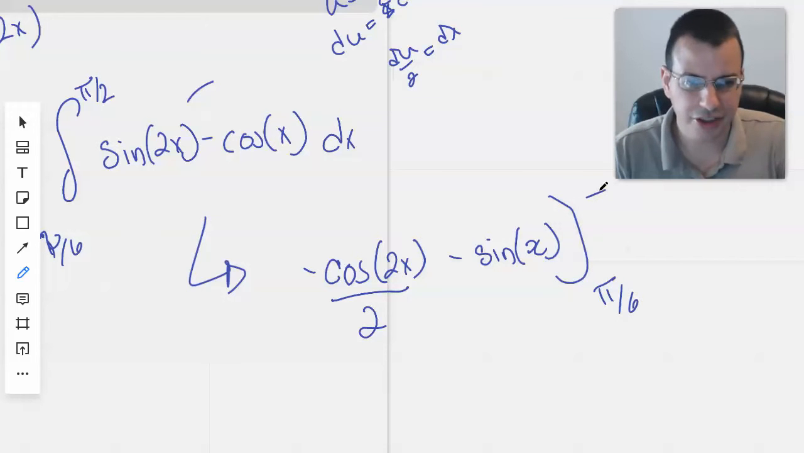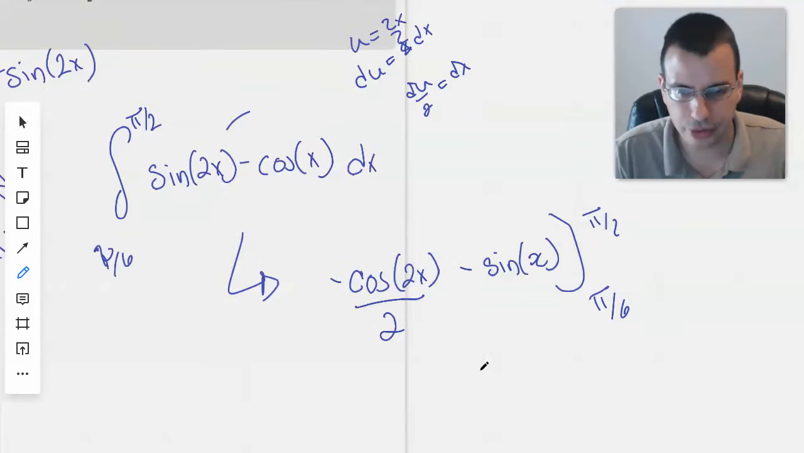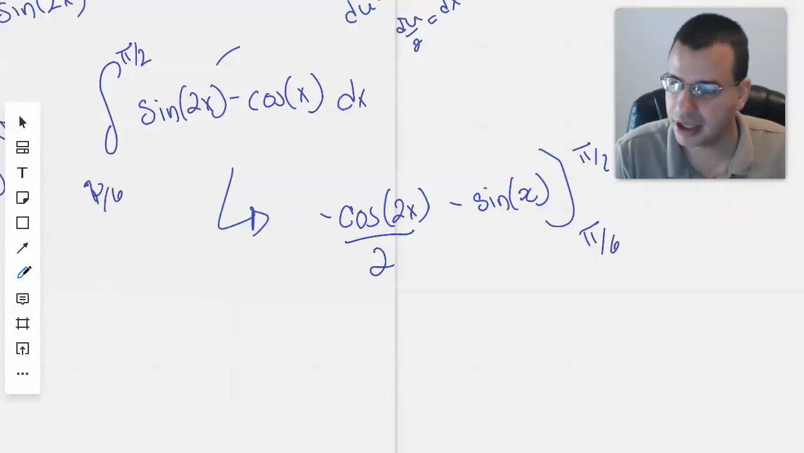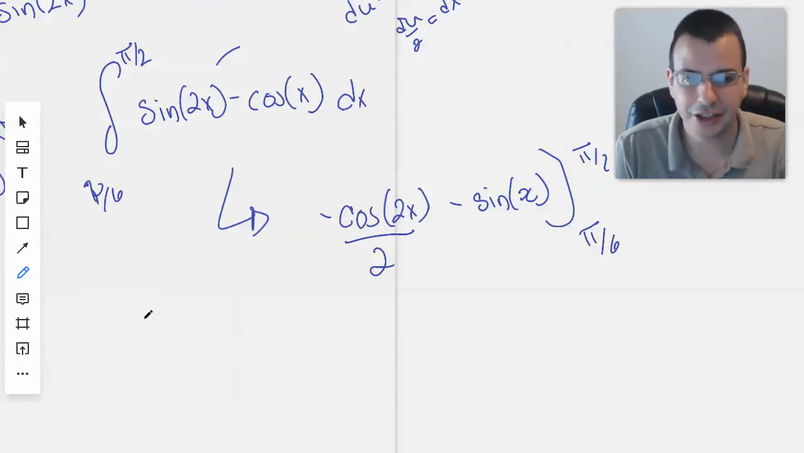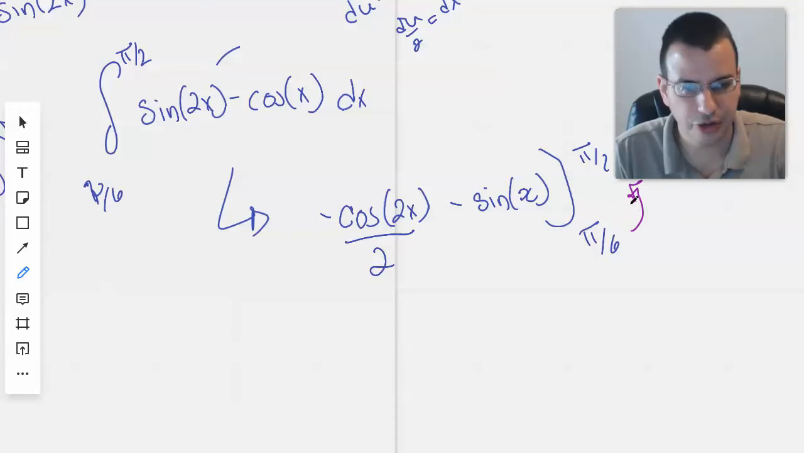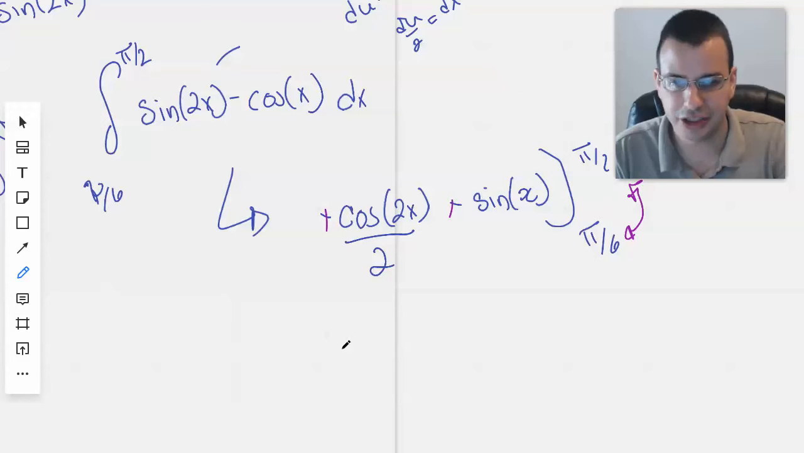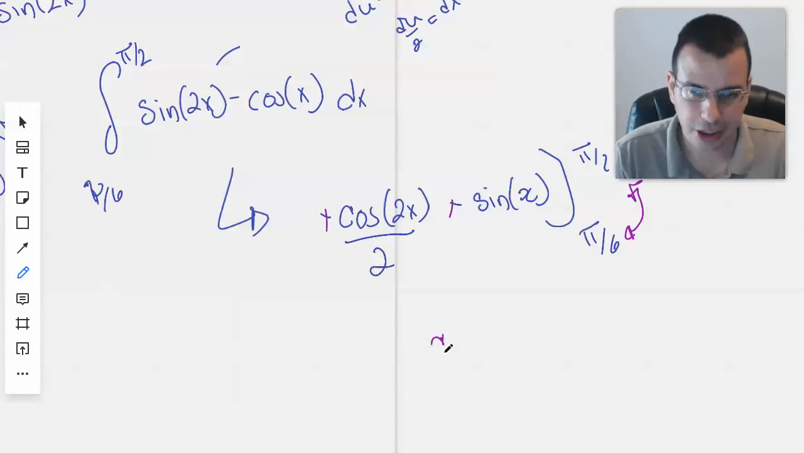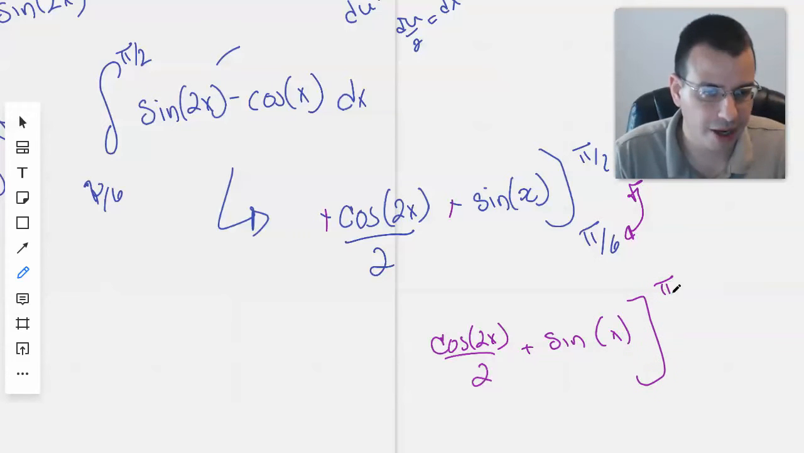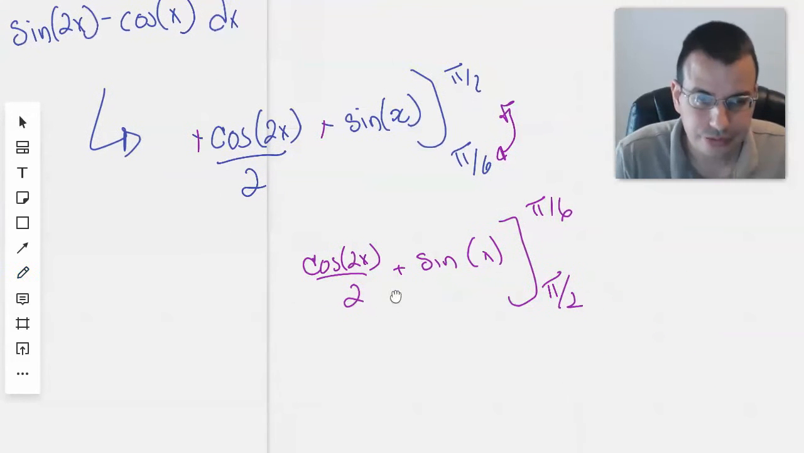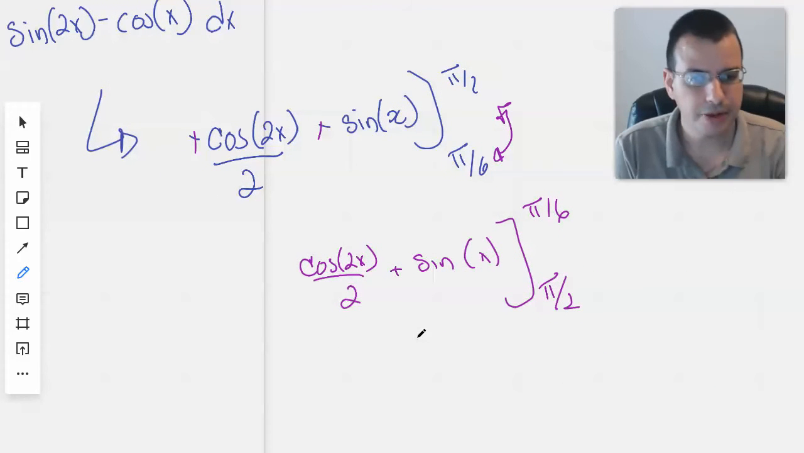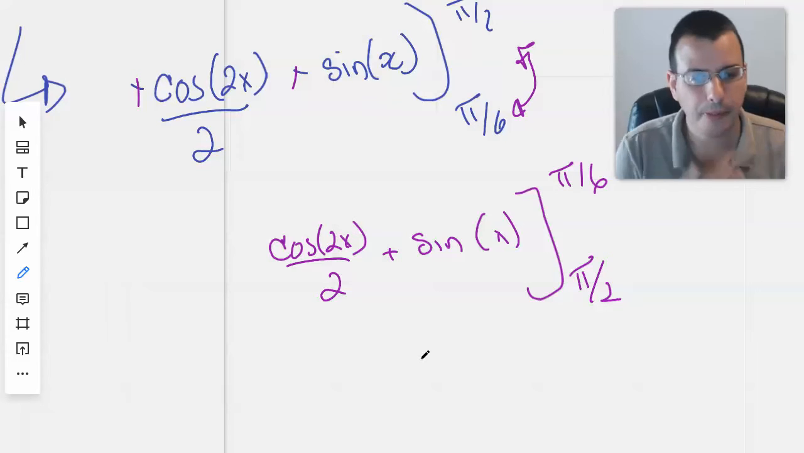So it'll be pi over 6, pi over 2, and now we're just going to plug in numbers. Actually, I'm going to switch these real fast and then change the signs. So this will be cosine of 2x over 2 plus sine of x evaluated from pi over 6 to pi over 2. Seems reasonable.